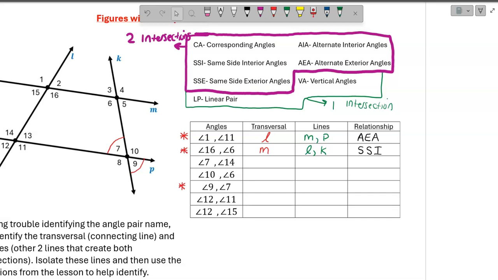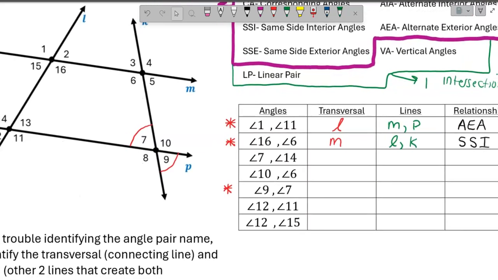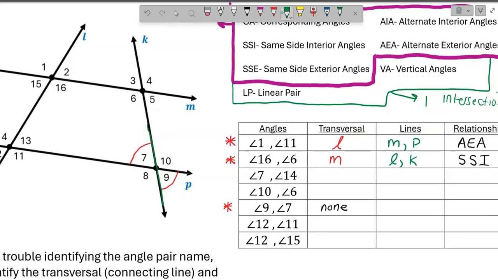Vertical angles, linear pairs. Now in this situation, it's not a transversal. So there is actually no transversal because there is no line that connects those intersections together because it's only one intersection. That's why there's no transversal. There are still two lines that make up this relationship. This would be lines, I believe it's K. Sorry, it's on my screen there. Yep, K and P. So K and P are still going to be my two lines.